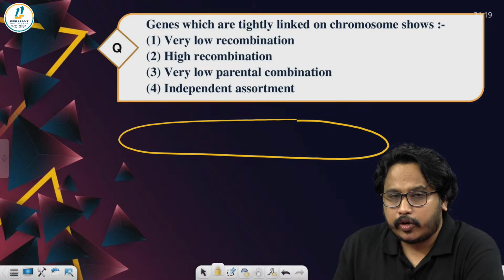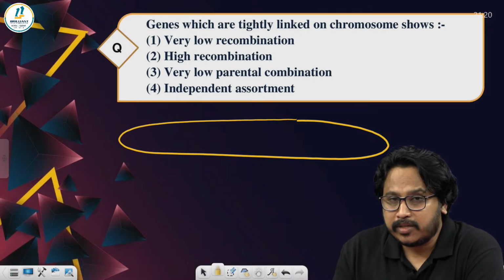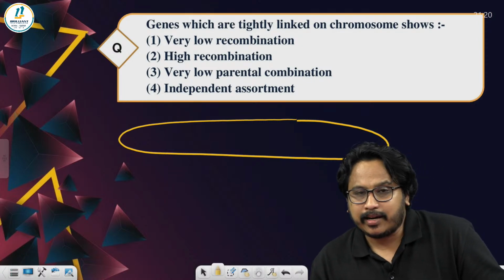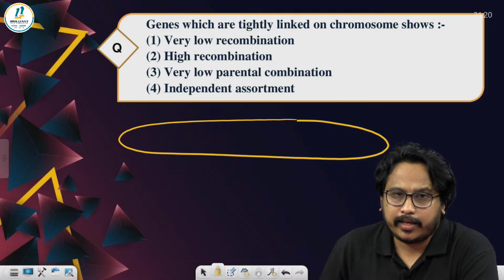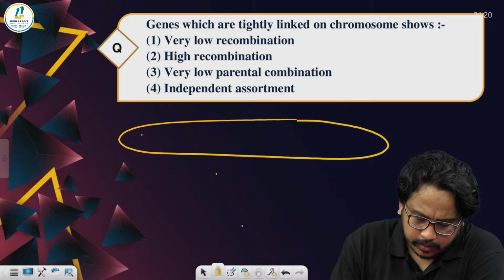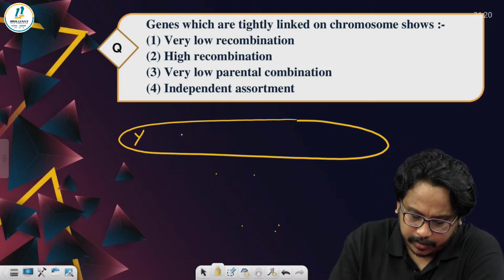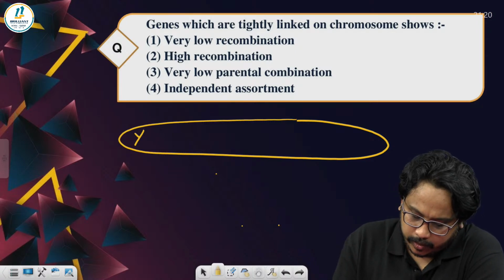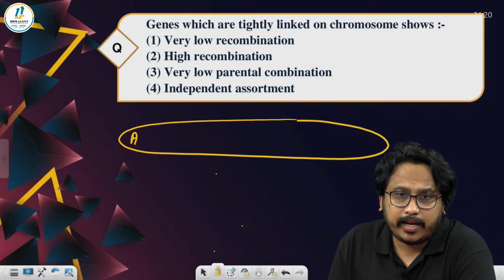For example, in Drosophila, page number 84 in NCERT, you might have gone through the Drosophila experiment conducted by Thomas Hunt Morgan. He was learning about the body color and eye color in Drosophila as well as the wing shape. He was learning about the yellow body color as well as white body color and the eye color. So when he was learning about the body color, eye color, etc., you can see certain characters are located or show very less recombination.